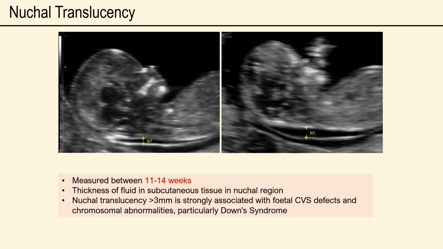The degree of thickness is directly proportional to the risk of a trisomy present, with an NT thickness of 3.5 mm at 14 weeks meaning that there is a 20% risk of a trisomy fetus, and 8.5 mm thickness indicating a risk of 75% of a trisomy fetus.